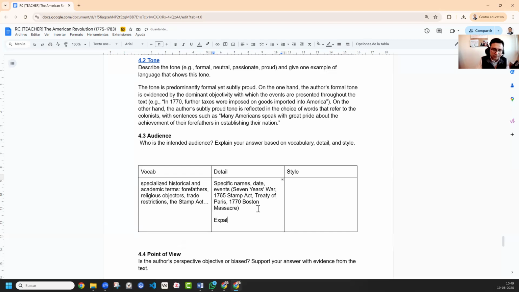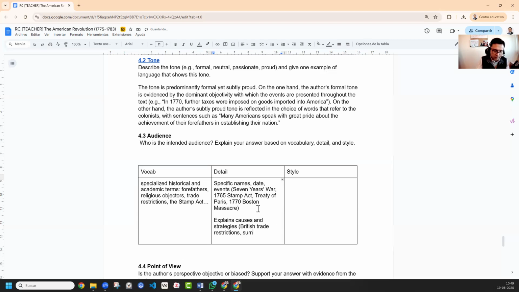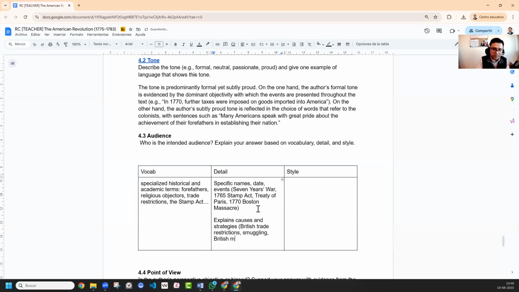Then it also explains causes and strategies. For example, for British trade restrictions. So that's a cause. Smuggling, that's a consequence. It really explains military advantages for both sides, etc.